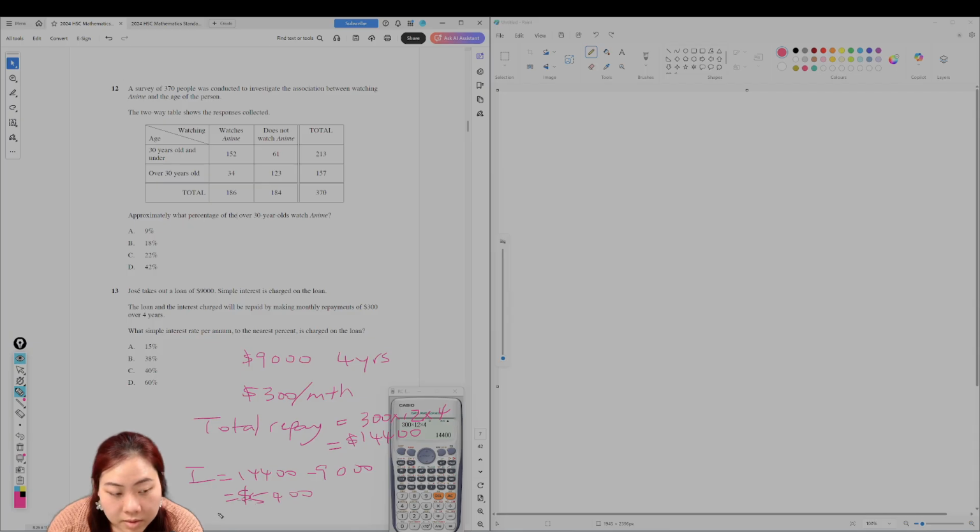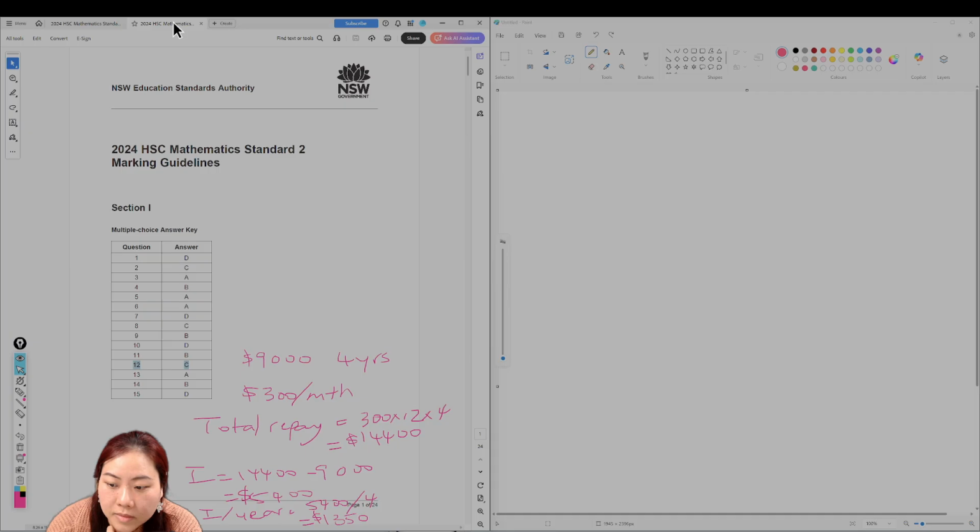And then, can you still see? Yes. Interest per year is 5,400 divided by 4, which is $1,350. If that's the case, what percentage is that over $9,000? So divided by 9,000, 15%.